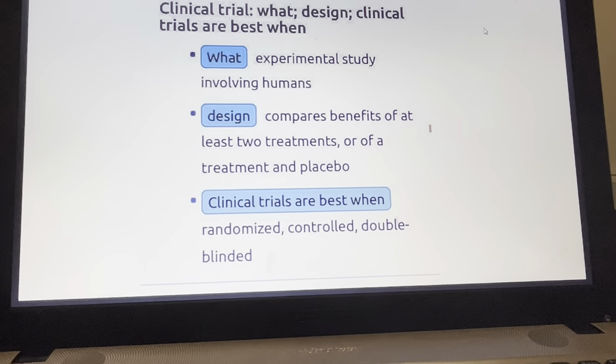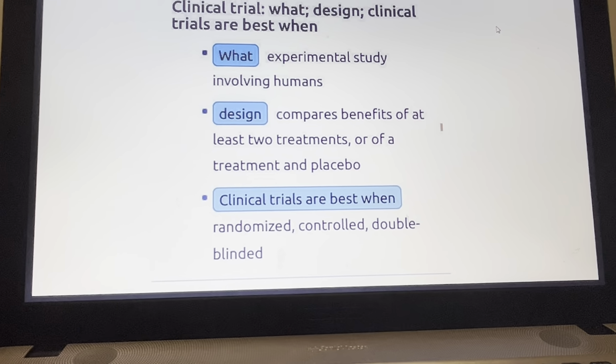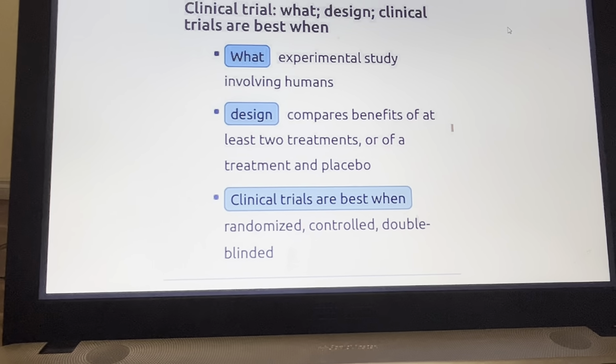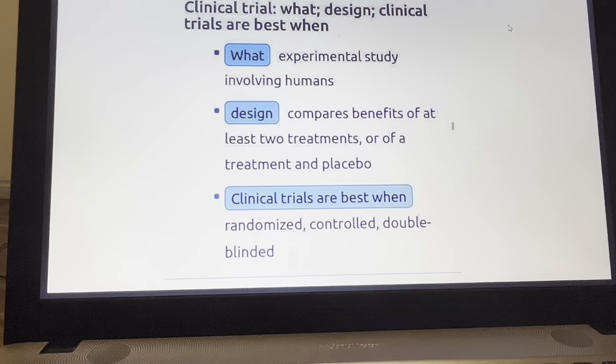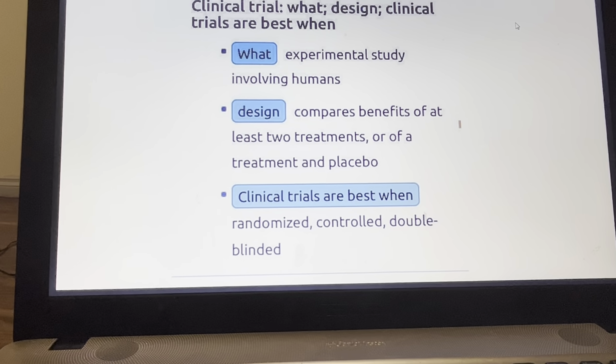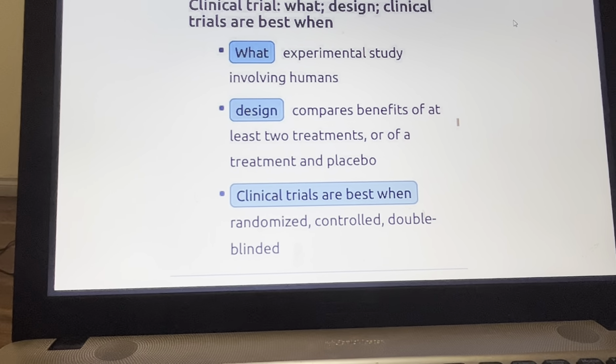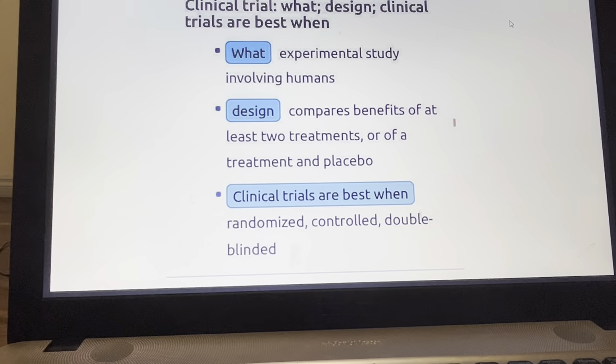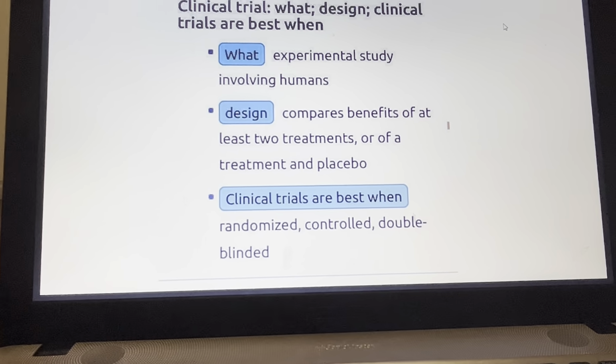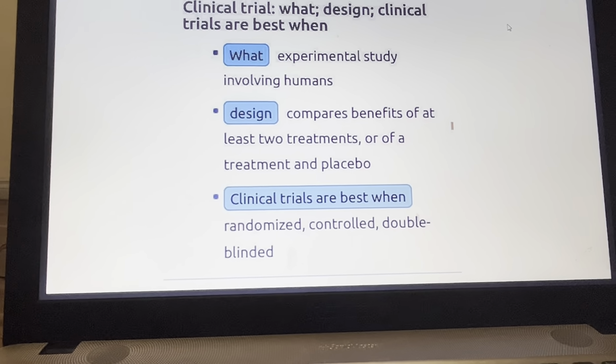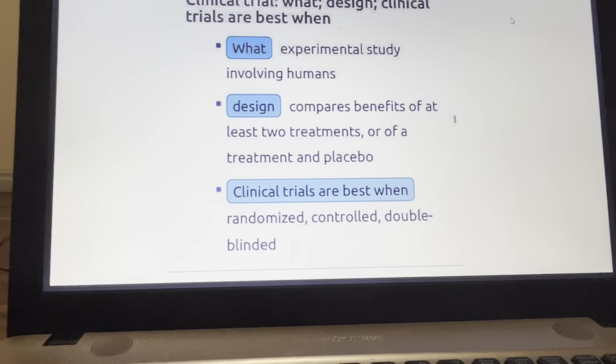So remember, it must be randomized, controlled, and double blinded. Both of them don't know who is receiving the treatment and who is giving it. That means double blinding, and randomization should be done. It's a very important thing. Remember that one for the ADAT exam.